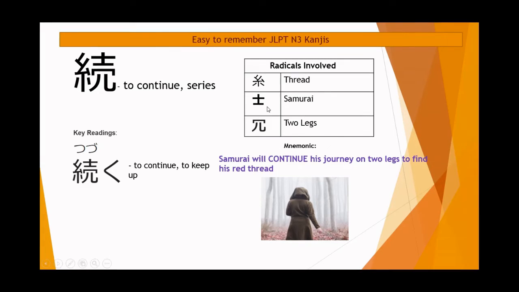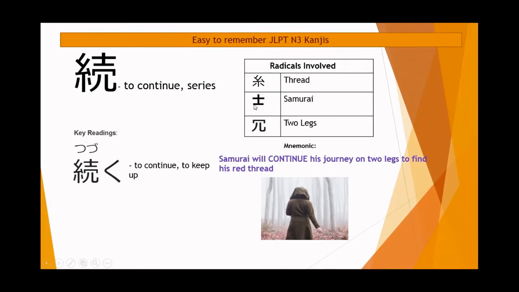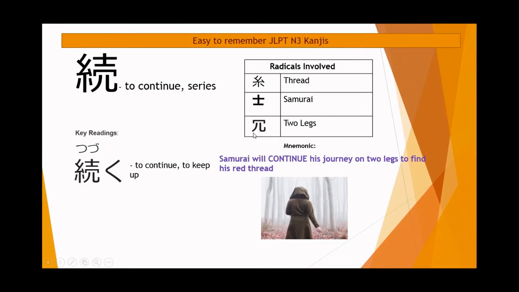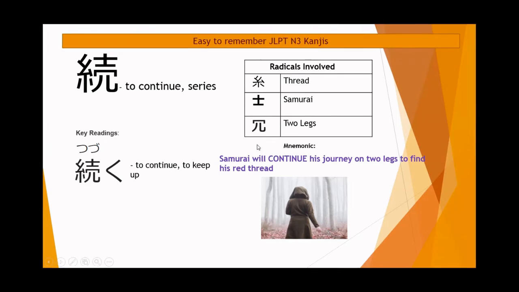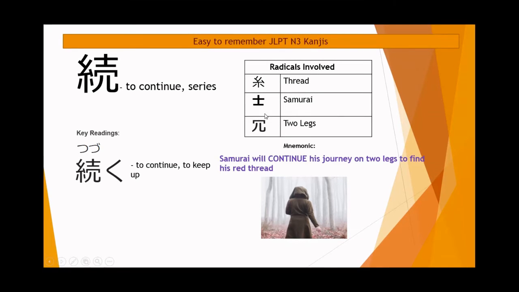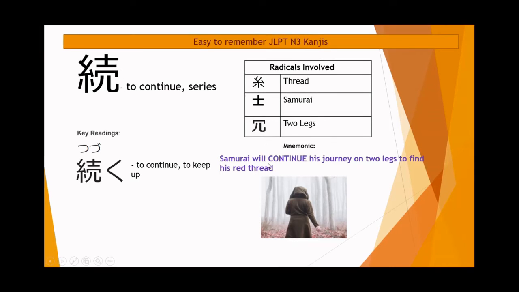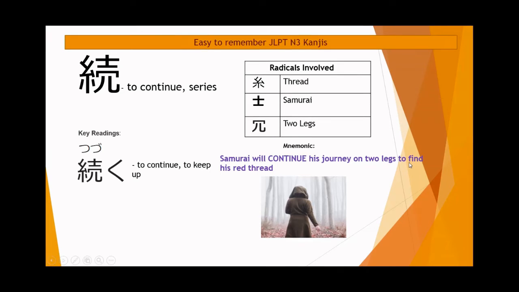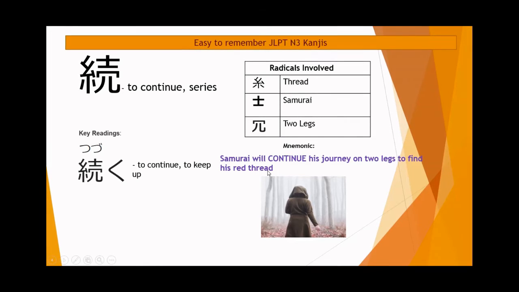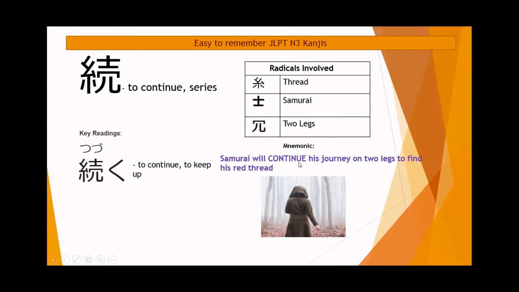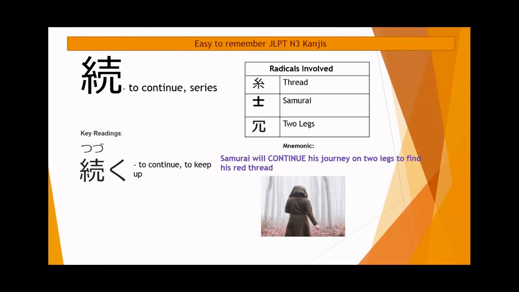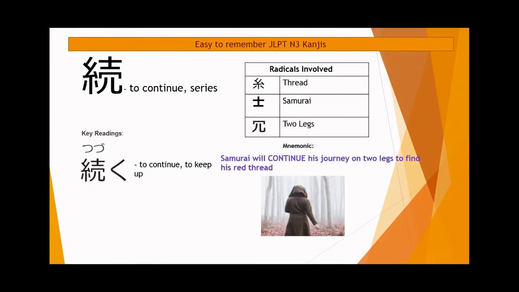And finally, we have the radical for two legs. Putting all these three radicals, thread, samurai and two legs together, we arrive at a mnemonic. Samurai will continue his journey on two legs to find his red thread. If you don't know what a red thread is, it is the thread of fate which connects destined lovers as per Asian belief. So, once again I repeat the mnemonic. Samurai will continue his journey on two legs to find his red thread. So, let's go to the next kanji.